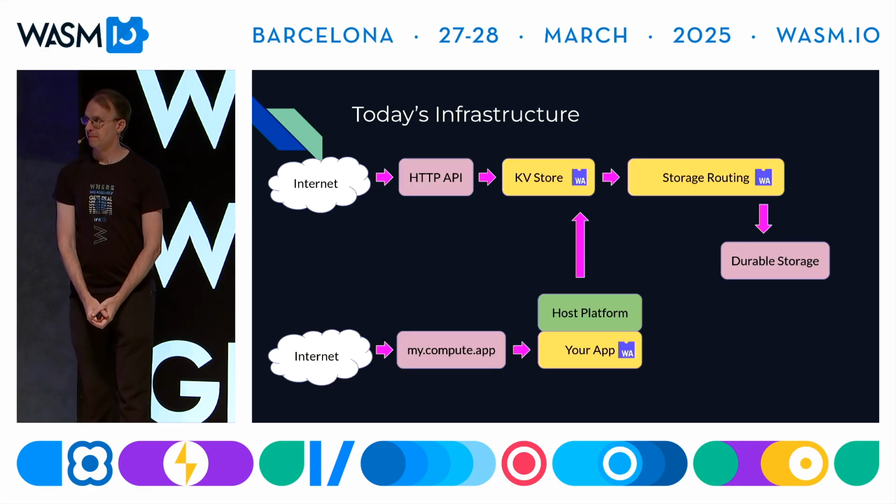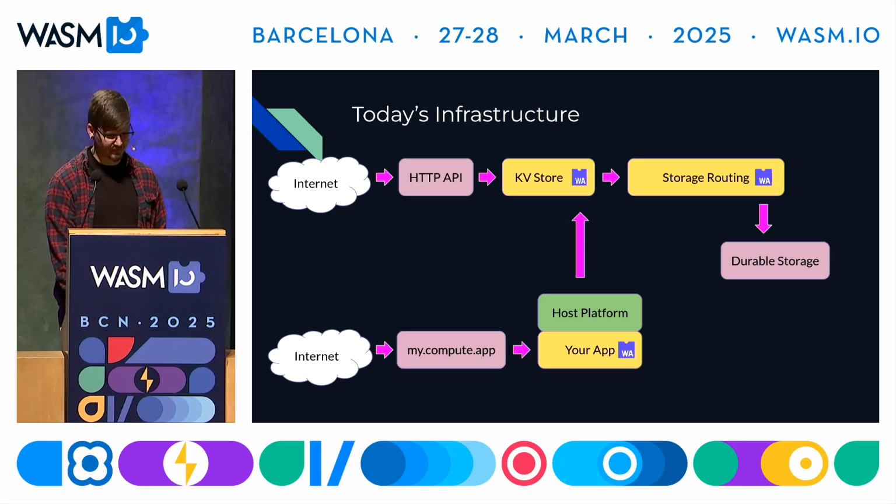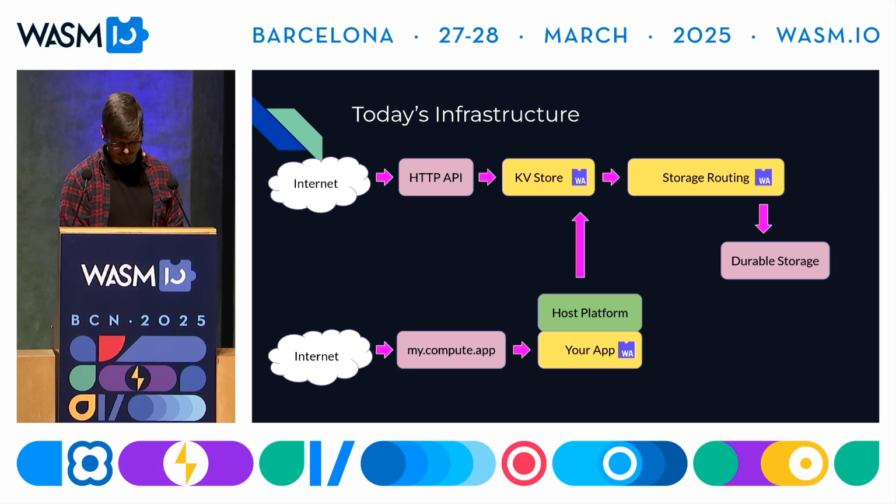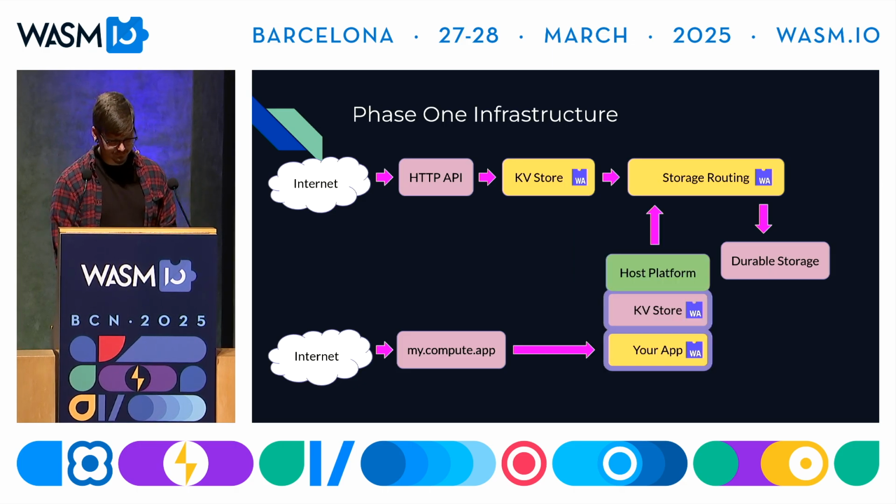So what does this mean for us practically in terms of implementation? Again, here's today's infrastructure, and here's where we're headed. You can see now that rather than routing your request to the KV store, the KV store logic has been moved to live alongside your application, and then the request is finally routed to our storage routing system. Ultimately, this saves us one extra HTTP hop where we were going from your app via the host platform to KV store, now to the storage routing system.